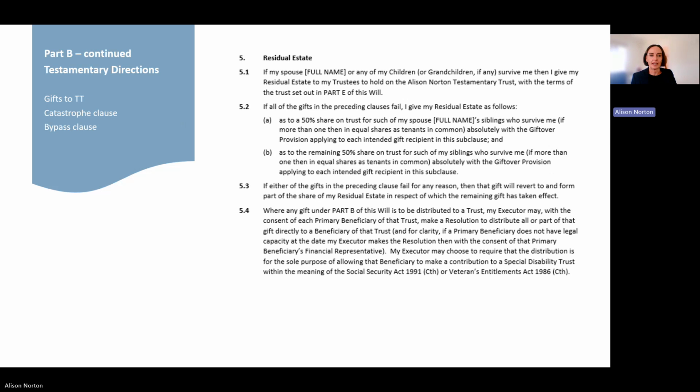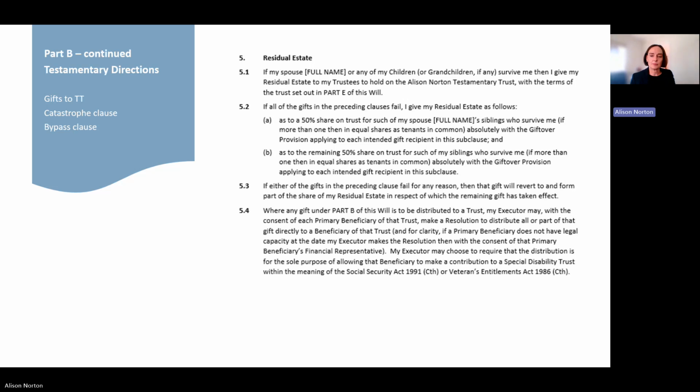Okay, so back to the testamentary directions, then you'll see this gift of your residual estate. So that means that after all of the debts have been paid, any specific gifts are made, everything that's left over is your residual estate. And in this case, this is the example, it's all been left to the testamentary trust for the benefit of your spouse. This is 5.3 here, 5.1, provided that your spouse or any of your children or grandchildren have survived you.